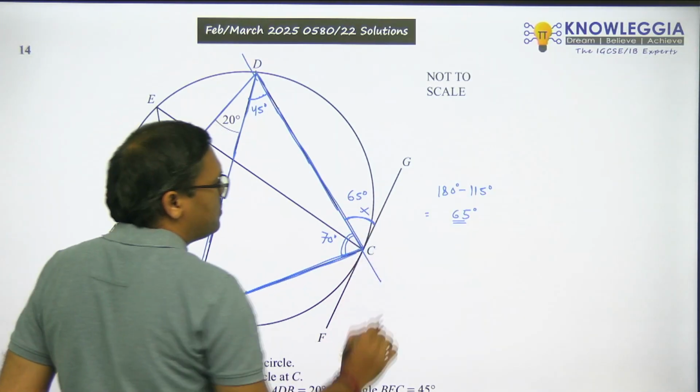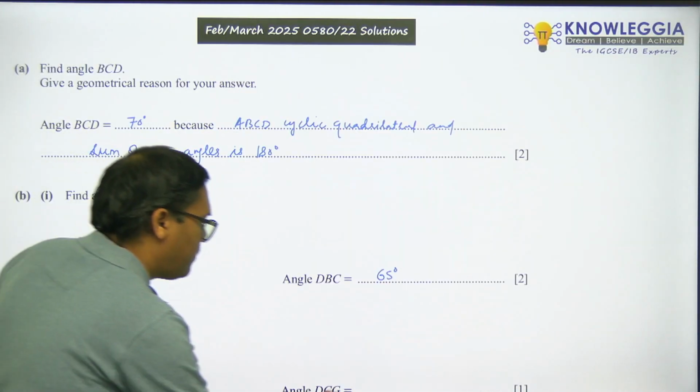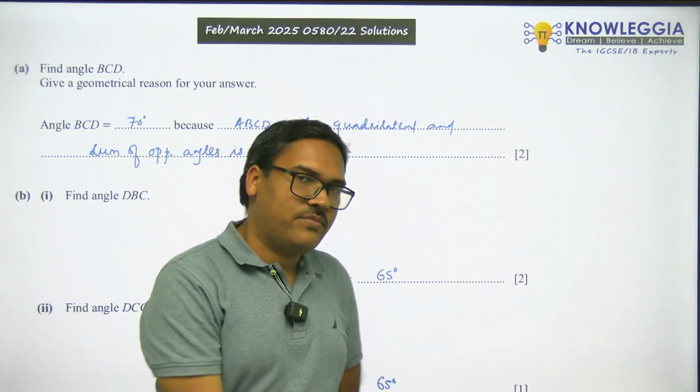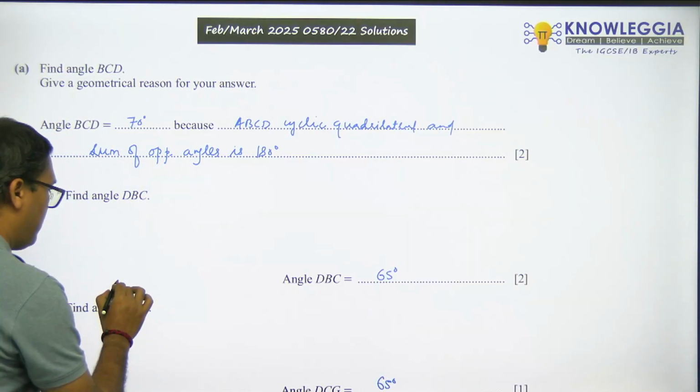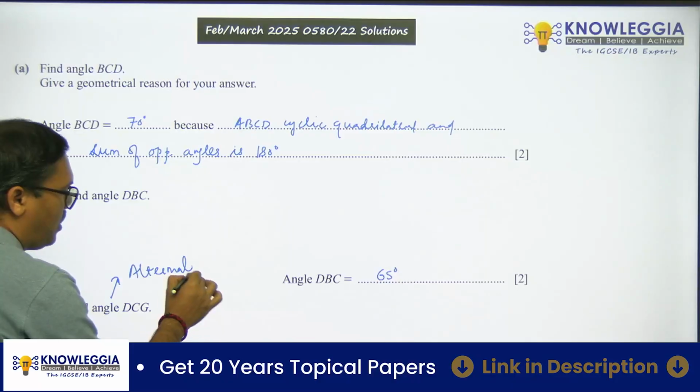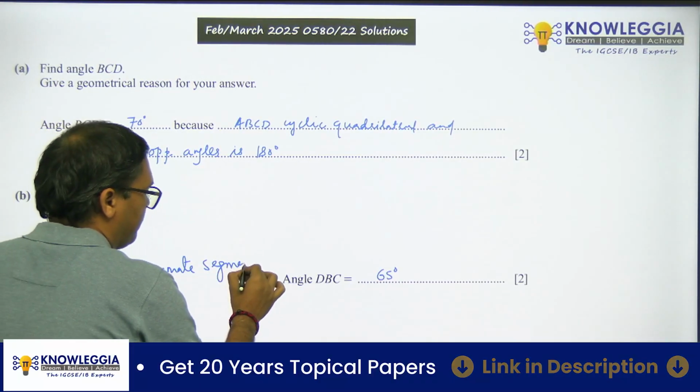So what is the answer? This is also 65. So this angle will be equal to 65 degree. That is my alternate segment property. This part is very important. Many students miss this alternate segment property.